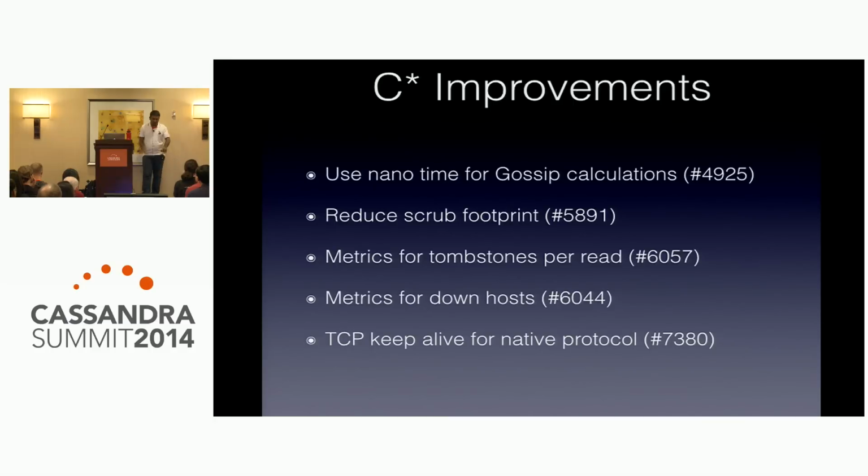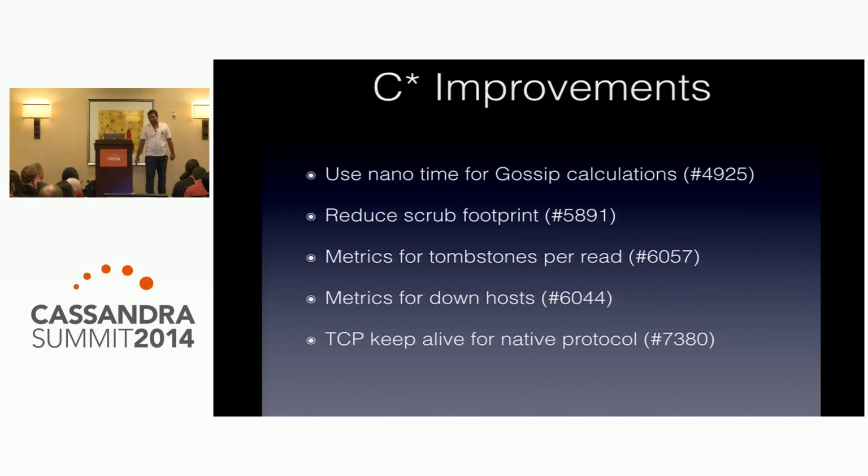Metrics for tombstones per read, I created a Jira for it. If you are reading a lot of tombstones per read, you might want to have a metric for that so that you can know how many tombstones are being iterated per read. Metrics for down host. Cassandra was emitting a lot of metrics that you can actually tell it which are the IPs which are down for a given point of view of a machine. What this does is it just gives out an integer so that if you are digesting that data from the JMX, you don't have to do stuff. So it's a very simple patch.